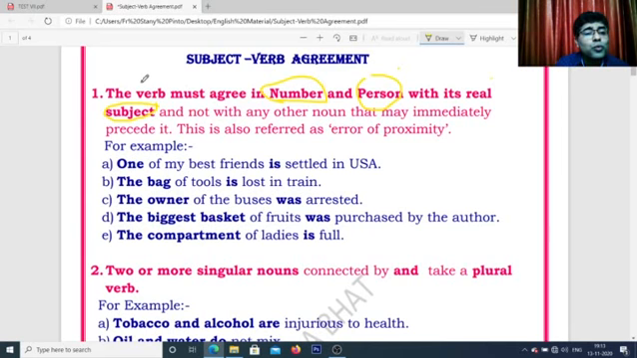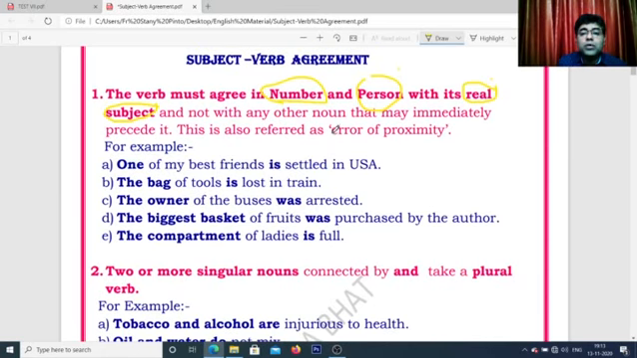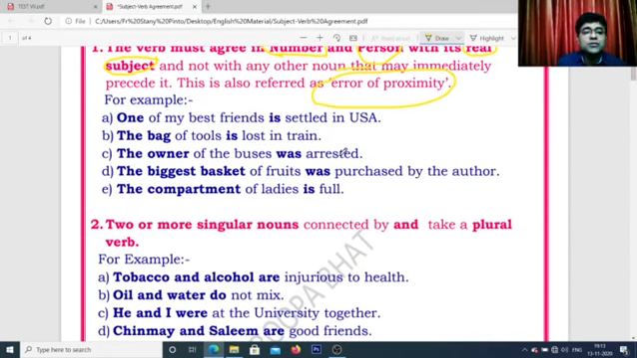So now, the verb must agree in number and person with its real subject. Now what do we mean by real subject? Is there a fake subject? The further sentence tells you: not with any other noun that may immediately precede it. Precede, that is, come before. This is also referred to as the error of proximity. Now this sounds a little big, but with the examples, things will be very clear to us.